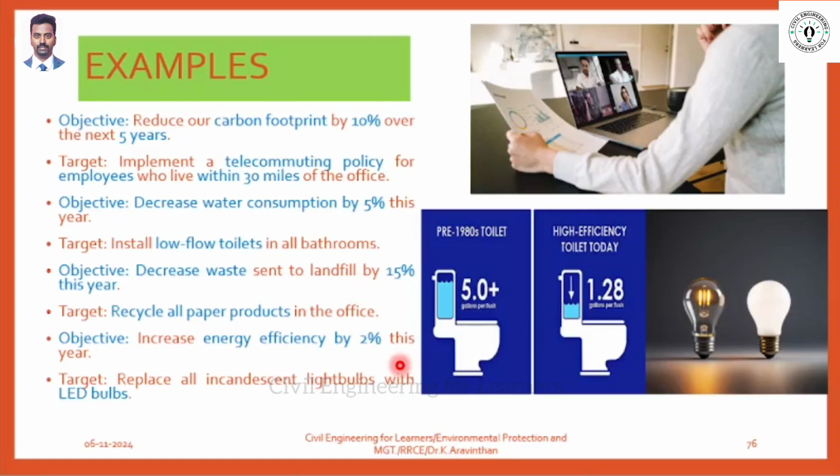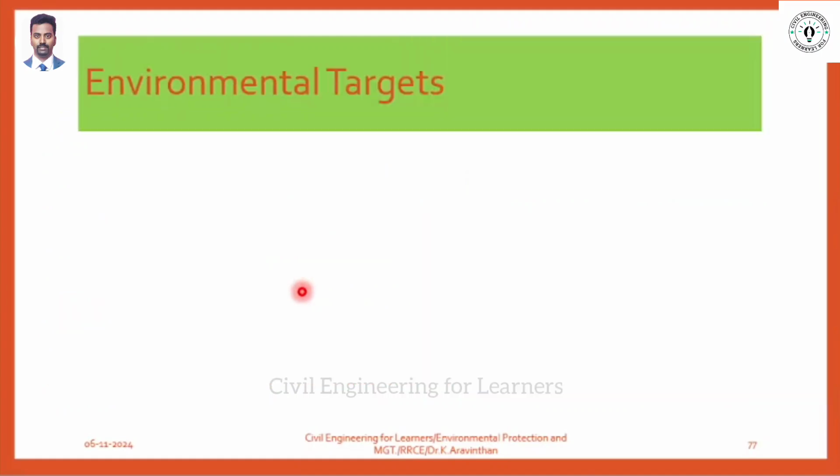So objective and target, can you understand the difference? If you compare with the environmental policy, it will be very vague. Vague in the sense that it will not have any weightage or any statistics. But in terms of objective and target, you have numbers. Can you see numbers are there? In all the objectives, you have certain numbers. What are they? 10%, 5 years, 5% like that. It is a quantifiable matter. It's called objective and target.